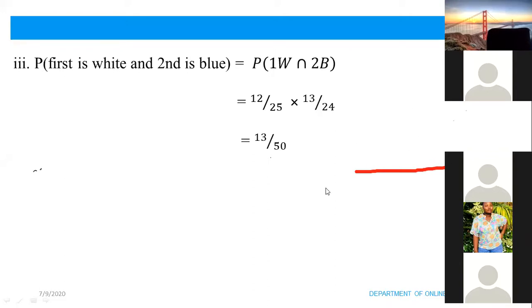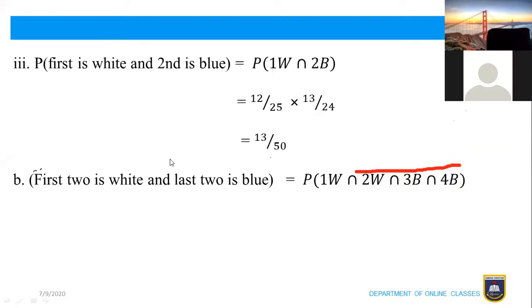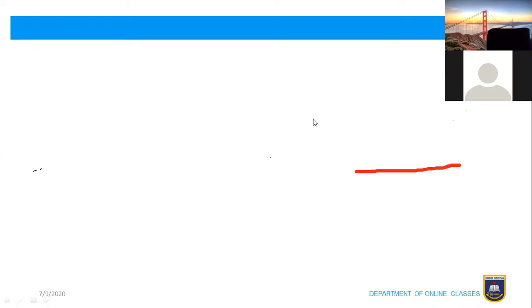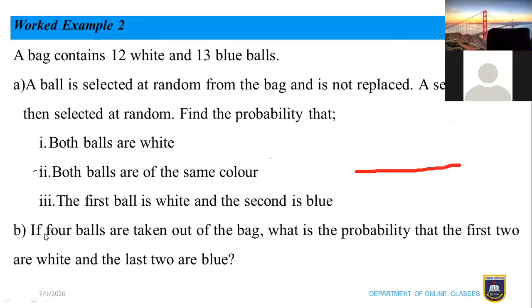So you solved it. We still have one question there. Oh, I saw it three. The first two will be white and the last two is also blue. So that's the B part of the question. Oh, I did not see that one. Oh, okay. Let me just go back so that you can get that part of the question. So, yes, this is the B part of the question.